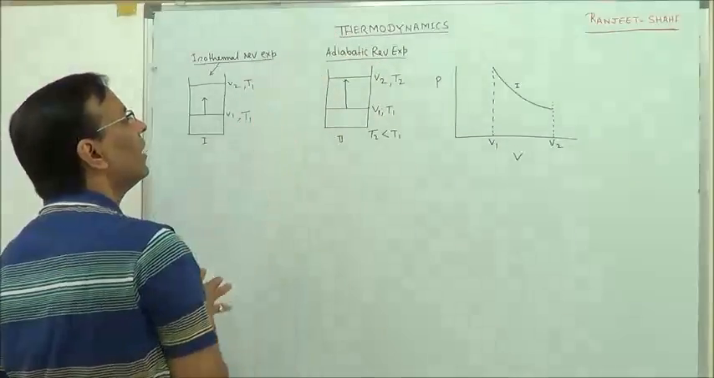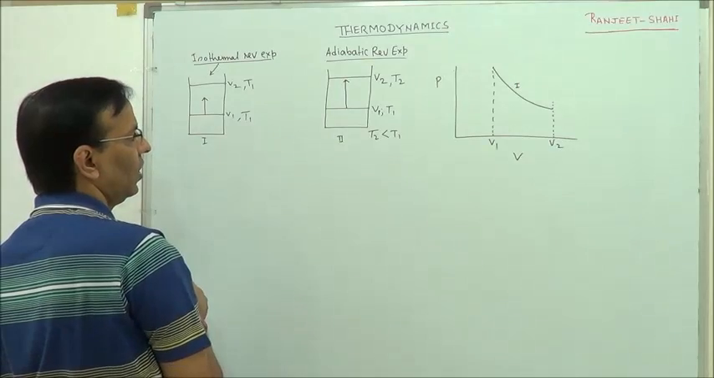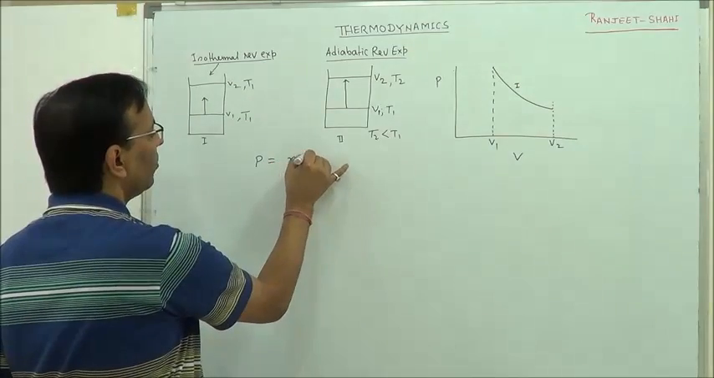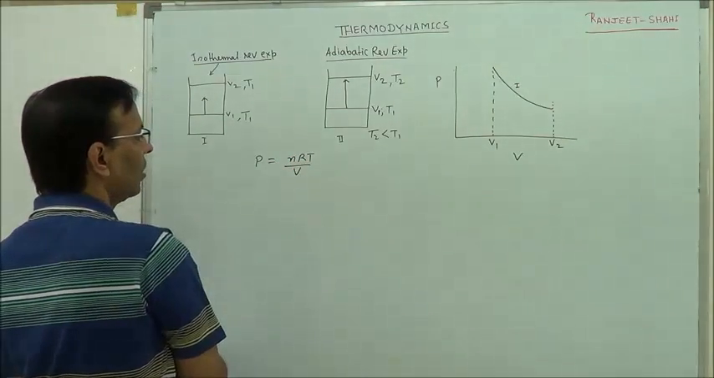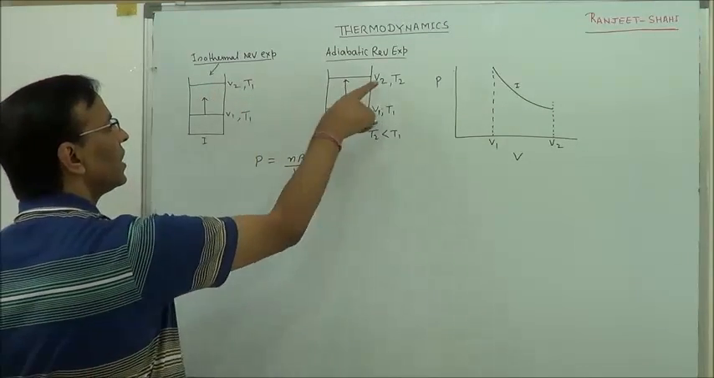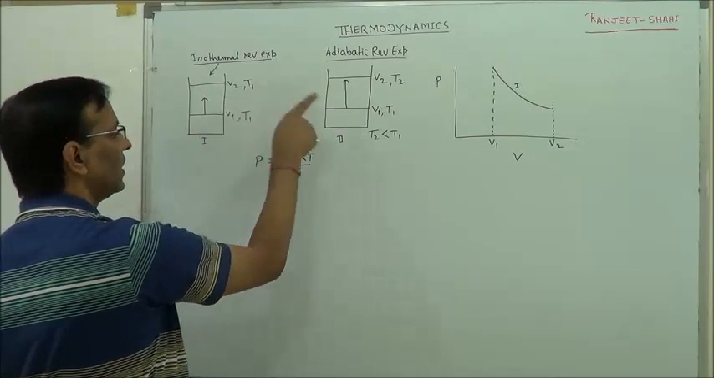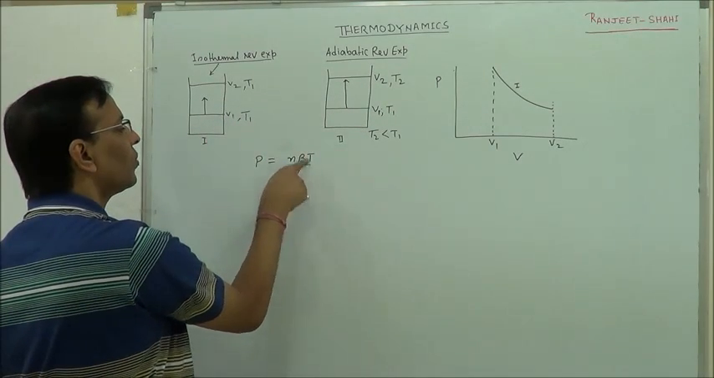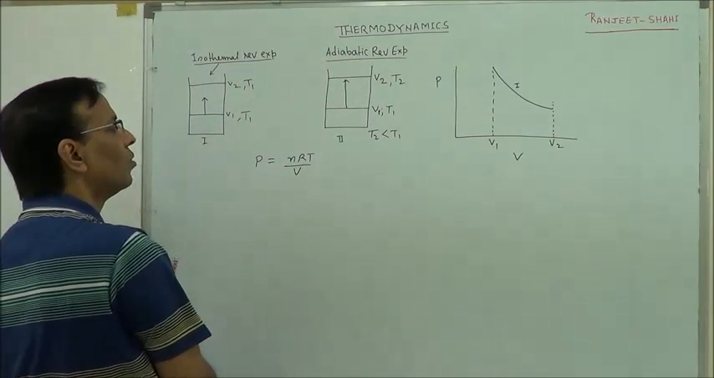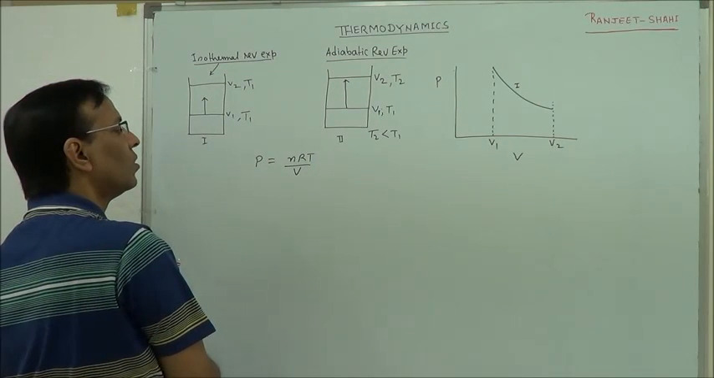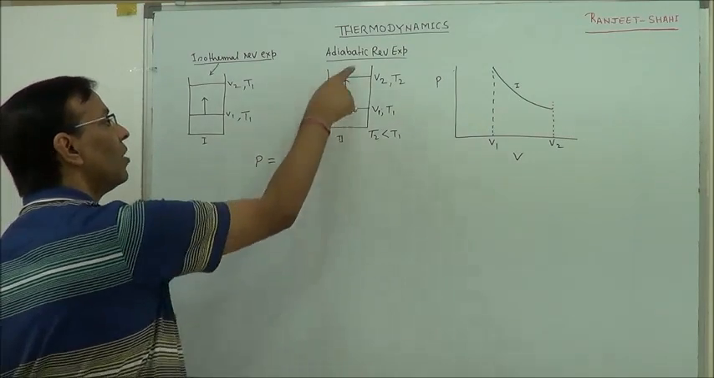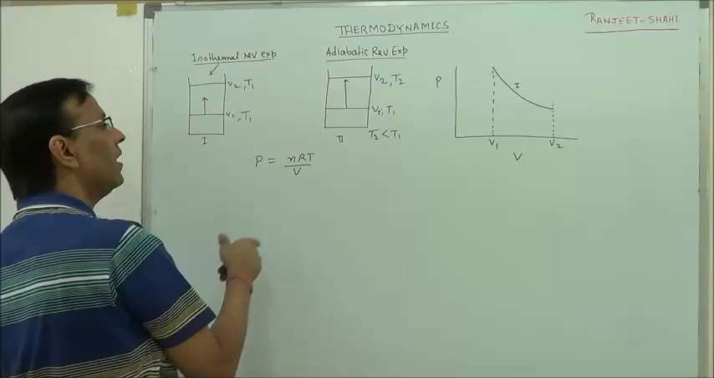Temperature is less in the final condition, and pressure is nRT by V. In the final condition, volumes are the same in both cases. The number of moles is the same. So pressure will be more in the isothermal process, since T1 is greater than T2. So in the adiabatic process, if expanded to the same volume, the final pressure will be less.